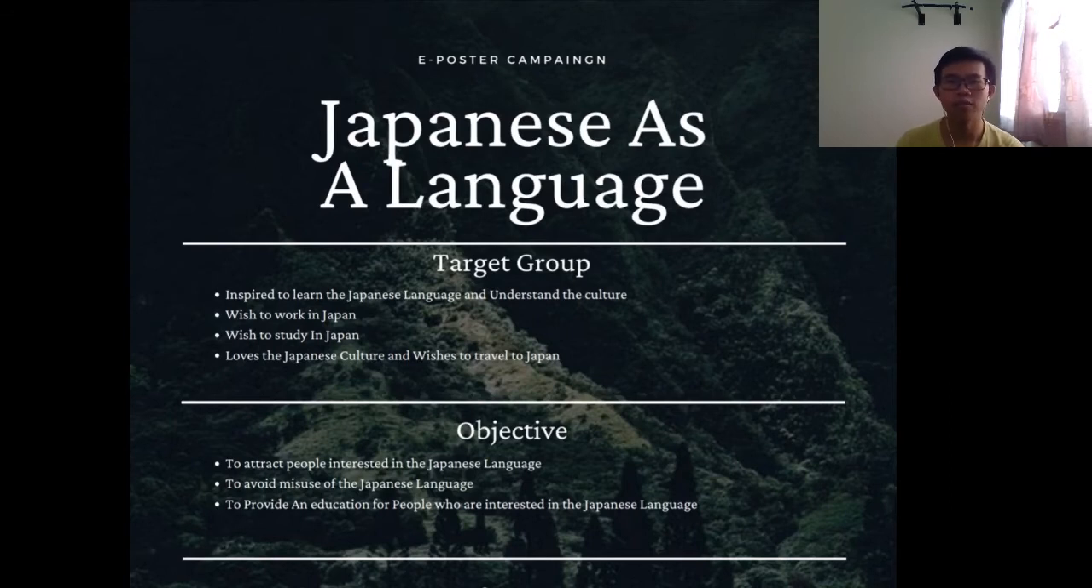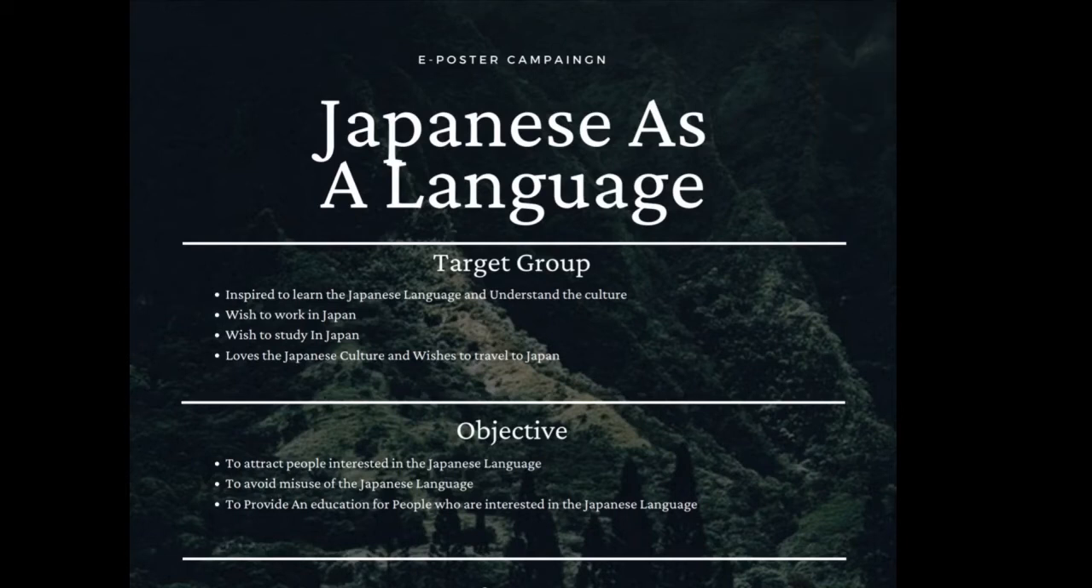Next, I will talk more about the campaign itself. The campaign will target those who are inspired to learn the Japanese language and understand the culture, of course, which includes the anime and manga fan community. It also targets those who wish to work or study in Japan and others who wish to travel to Japan for other purposes. Now we'll have Ahmed to further elaborate the objectives, how the idea or inspiration was achieved, the software used, and the challenges.